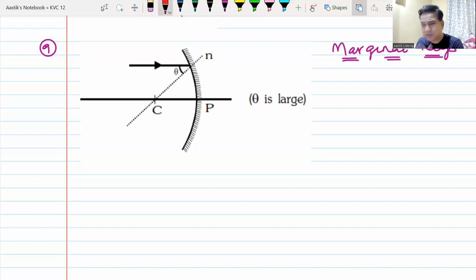So please, you may not draw the diagram, just write marginal rays. I just wanted to show you with the diagram, nothing else. Marginal rays are rays where the angle of incidence is large, nothing else.